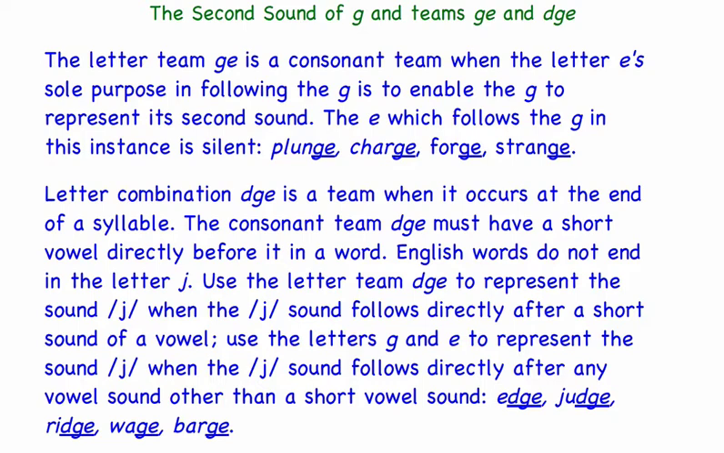I'm now going to dictate 7 rows of words which illustrate G representing its second sound and the teams GE and DGE. We begin with row 1. Bridge, it's time to cross the bridge. 4 sounds, B, R, I, J, bridge.